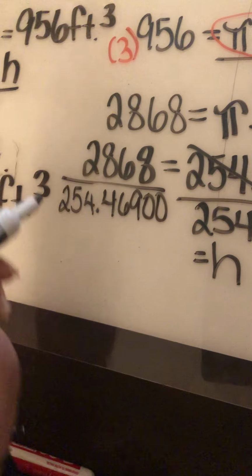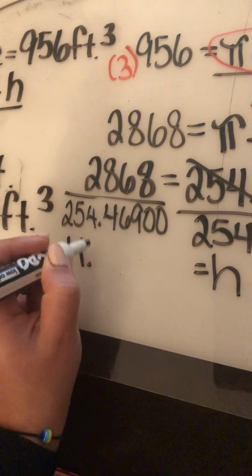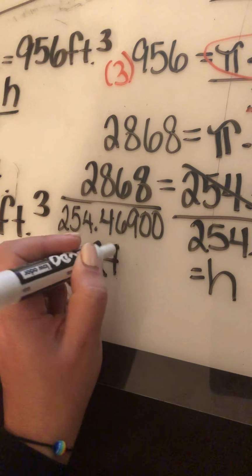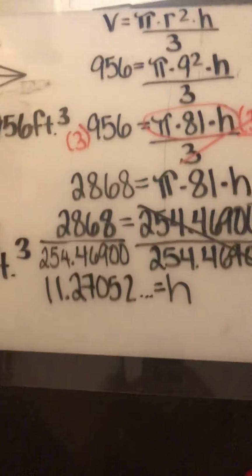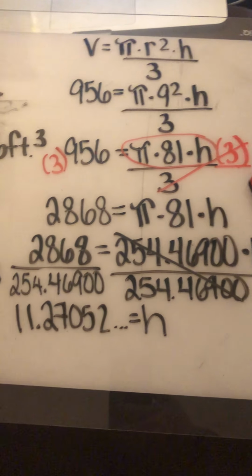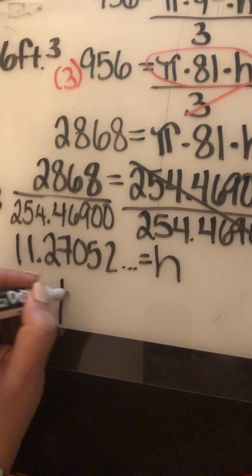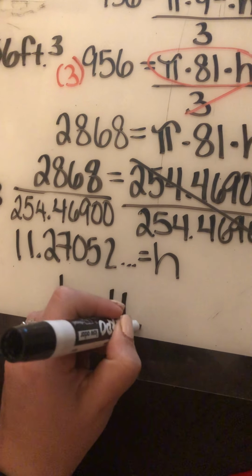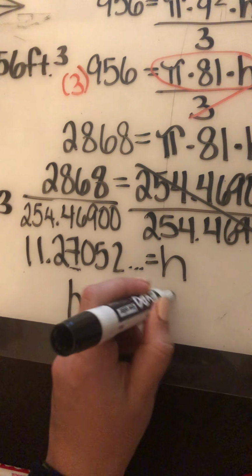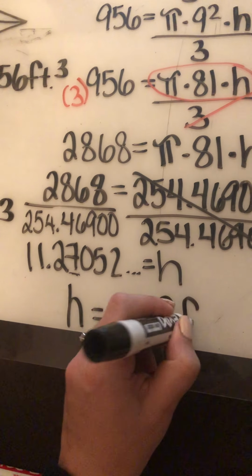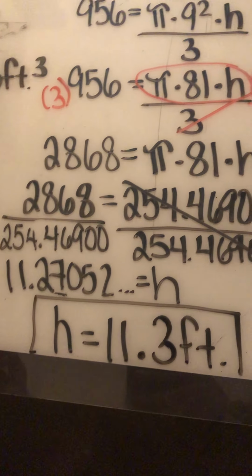So this quotient comes out to approximately 11.27052... Okay? And then the last thing we do, of course, is round to the given place value. So our place value will be the tenths. So we're going to make it 11 point, the 7 would make the 2 go up, 3 feet. Singular units because we're looking for a dimension.